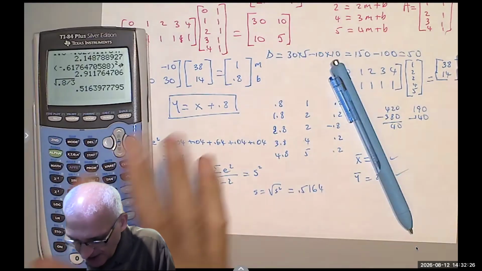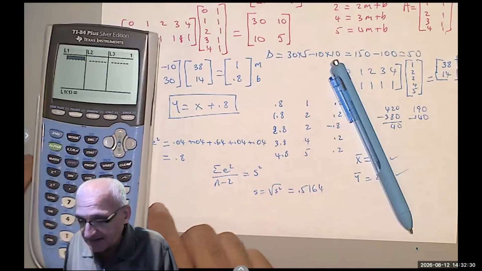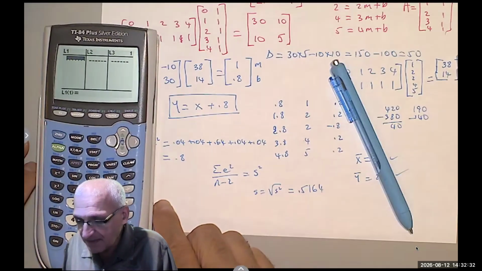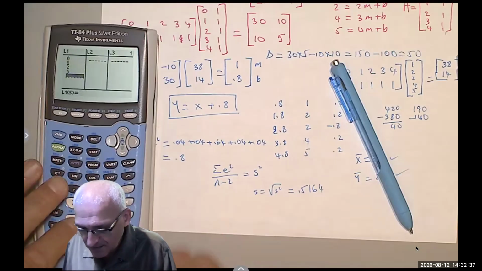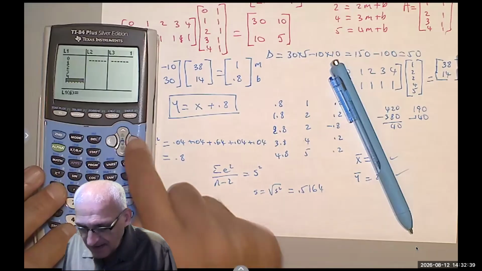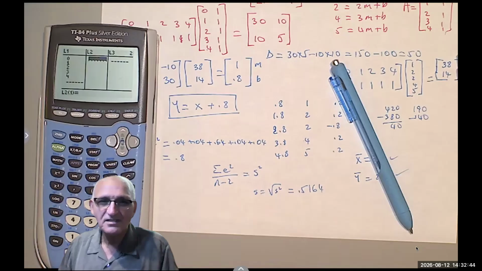Now, I want to check that. So I'm going to go to my stat menu, and I enter the x's 0, 1, 2, 3, 4. Oh, 4. And then I go to the y.